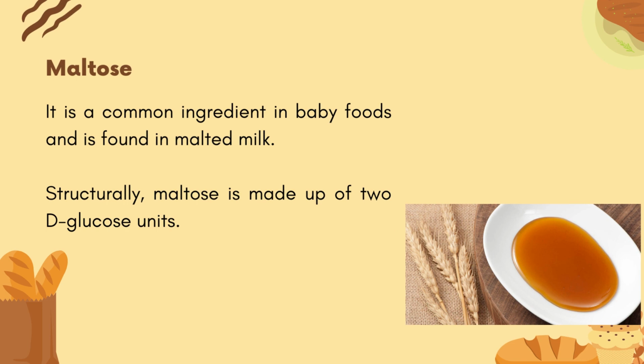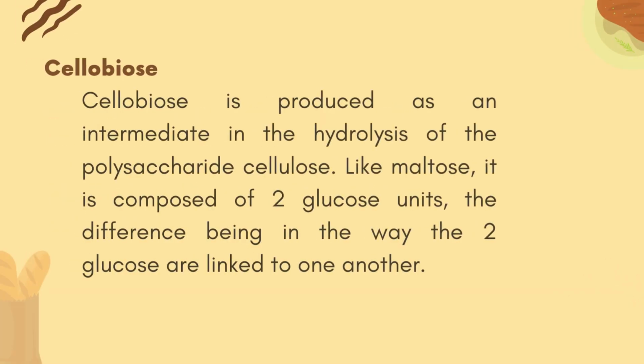Now, maltose is a common ingredient in baby foods and is found in malted milk. Structurally, maltose is made up of two D-glucose units bonded together via a glycosidic linkage. So again, to make up the disaccharide maltose, you have to have two D-glucose units.